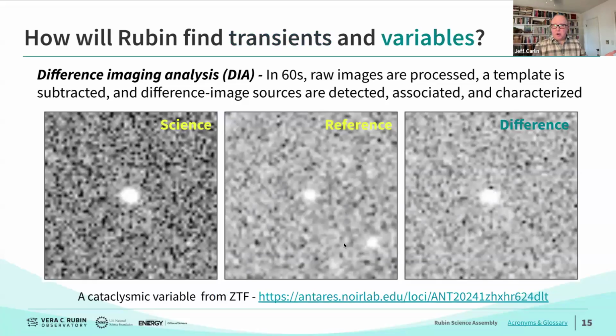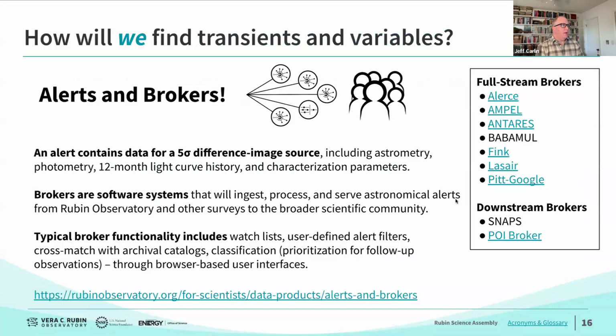Here's another example for a variable star. So again, you have a reference image, you subtract that from the science image, and you see there's still flux left, meaning this got brighter. So you can detect the brightening of that star.